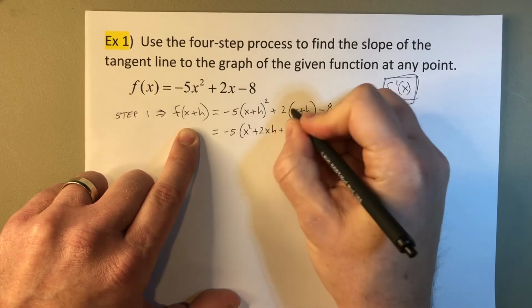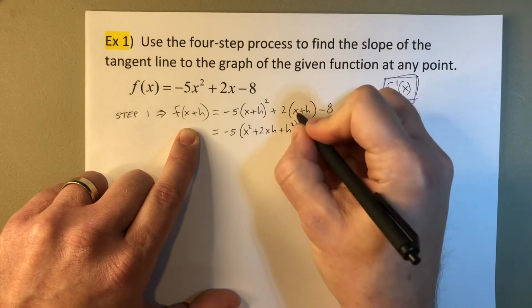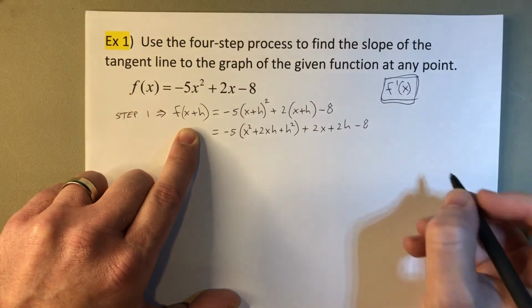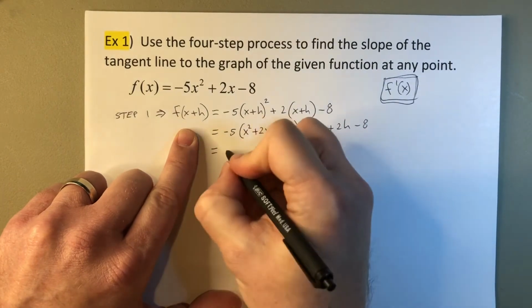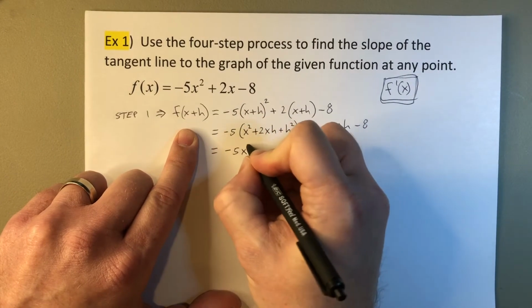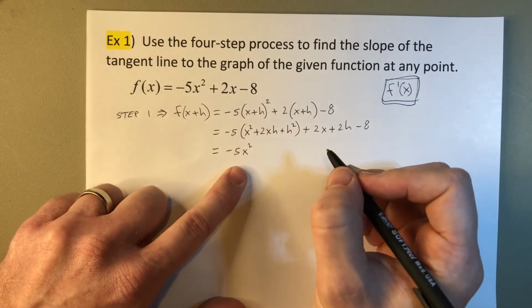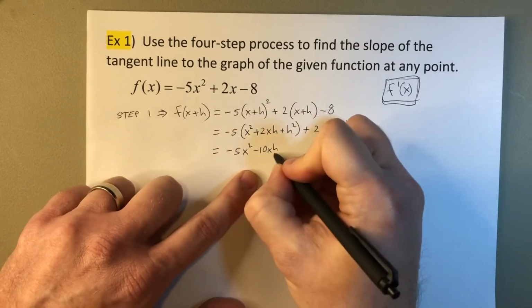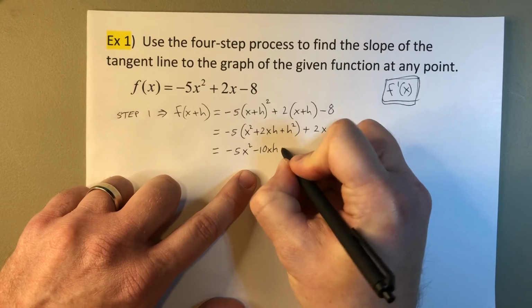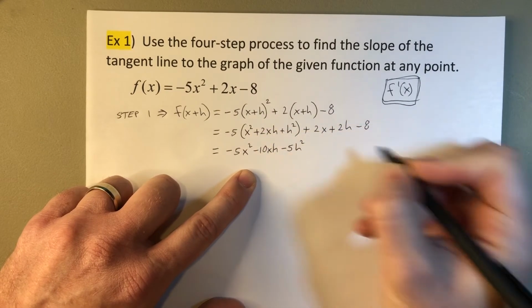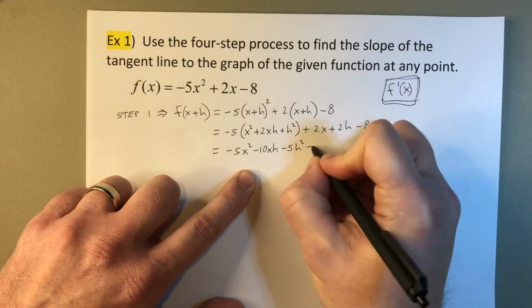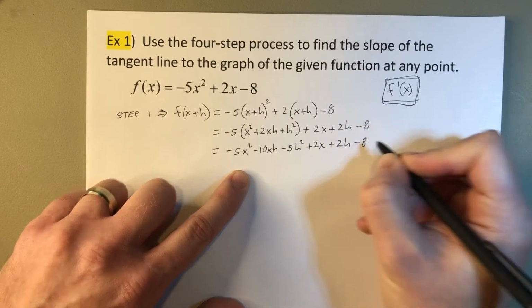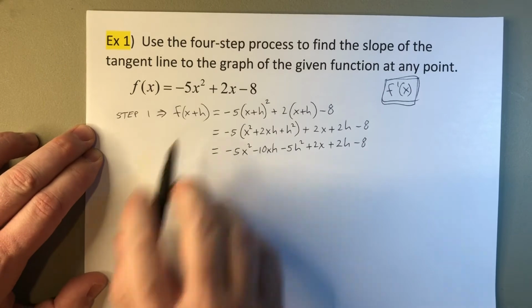And then we're going to distribute the 2 through. So that's 2x plus 2h. And then we're going to bring down the minus 8. And ultimately what we get here, after distributing the negative 5 through, is negative 5x squared minus 10xh minus 5h squared, and then bring everything else down. So plus 2x plus 2h minus 8. That's step 1. Determine f of x plus h.